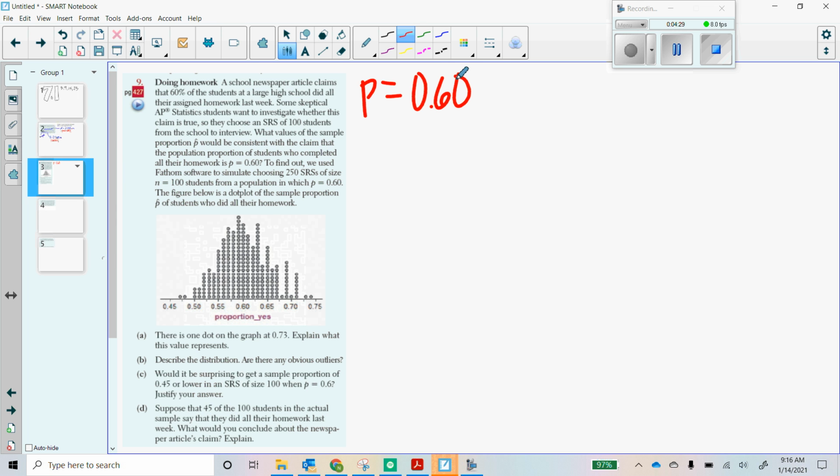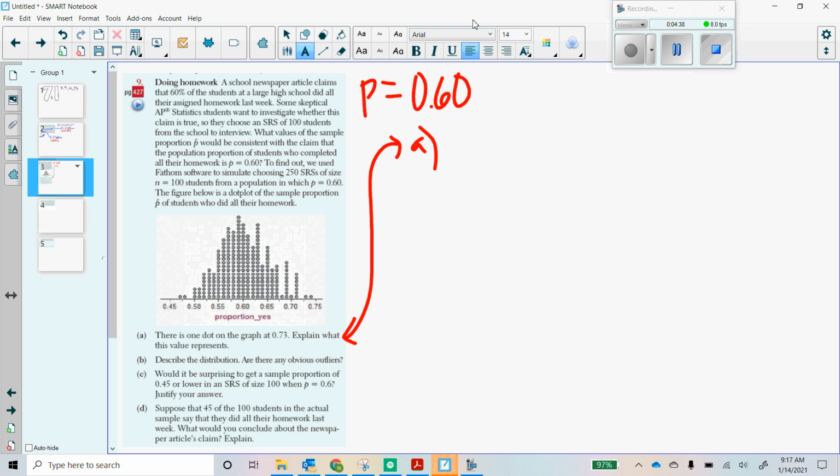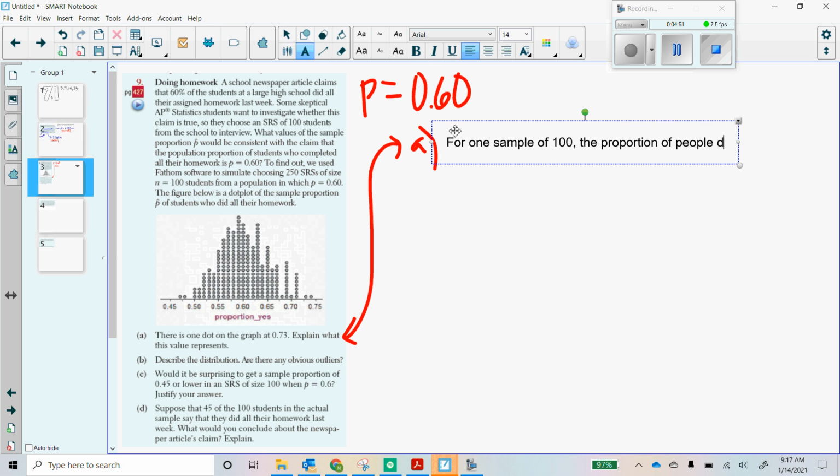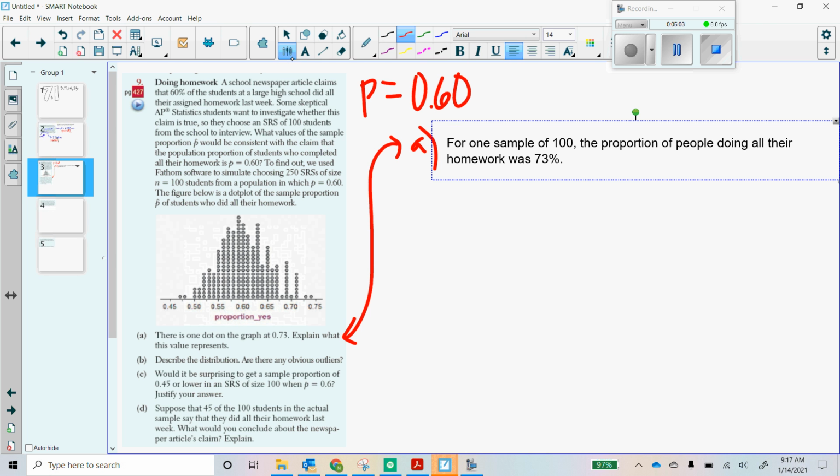So here's the dot plot. First of all, there's one dot on the graph at 0.73. Explain what this means. I think this is really helpful to think about what each dot actually means. So that means for one sample of 100, the proportion of people doing all their homework was 73%. So basically each one of those dots is representing a p hat. Every single one of those dots is representing a p hat.